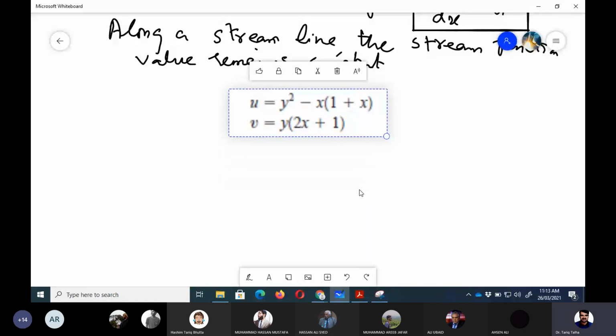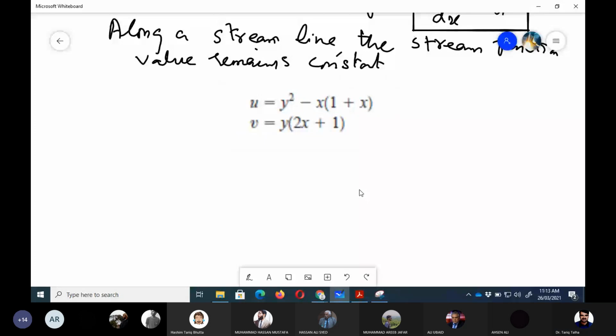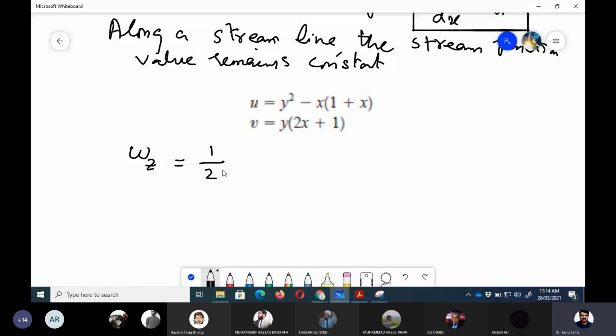So these are the two velocity components. First of all, we need to determine whether the flow is irrotational. Because it is a two-dimensional flow field, we only need to get the value of omega z. We know from our previous week's knowledge that omega z is equal to 1 upon 2 times partial v by partial x minus partial u by partial y.